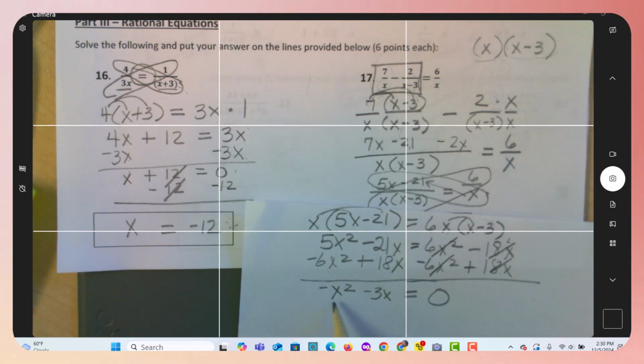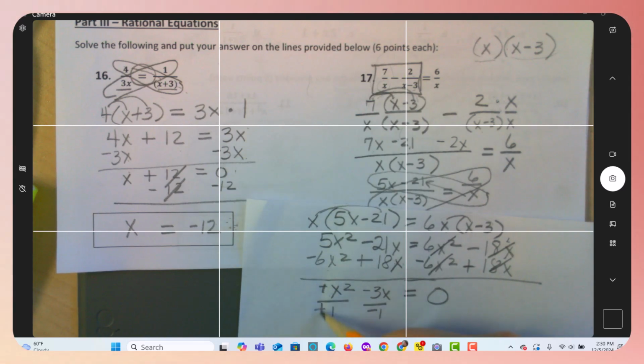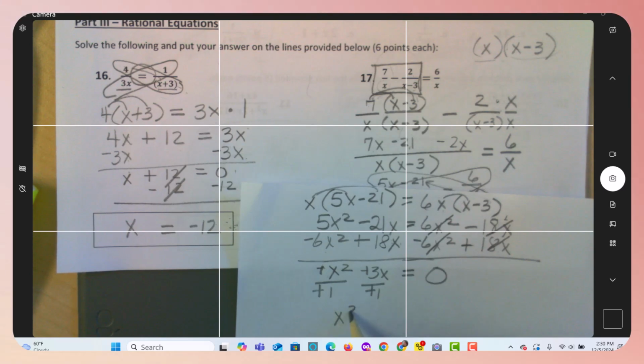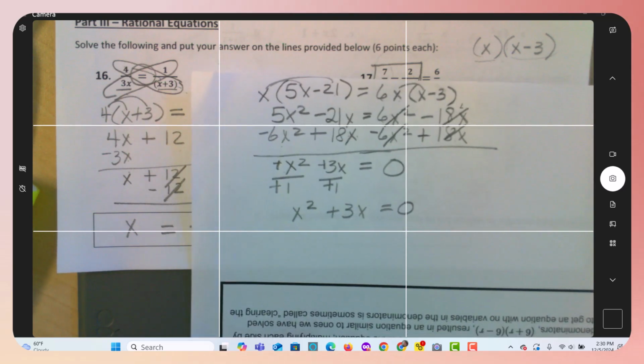Now I don't want to start with a negative x. So let me factor out a negative 1 from all of those, or divide everything by a negative 1, or multiply everything by a negative 1, which is basically changing the signs of every term. So this is the same as x squared plus 3x equals 0. Okay, so now we need to factor it.